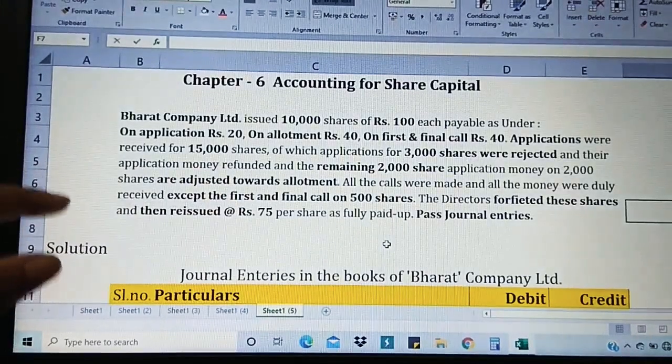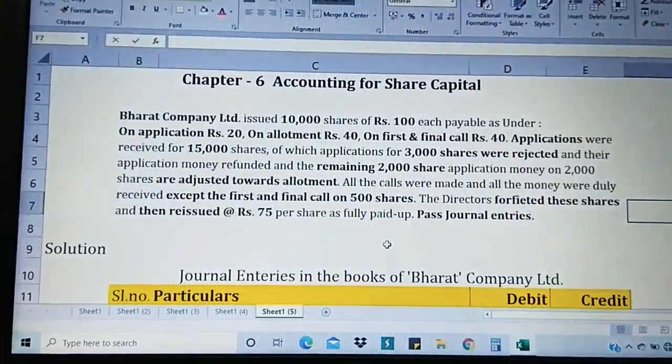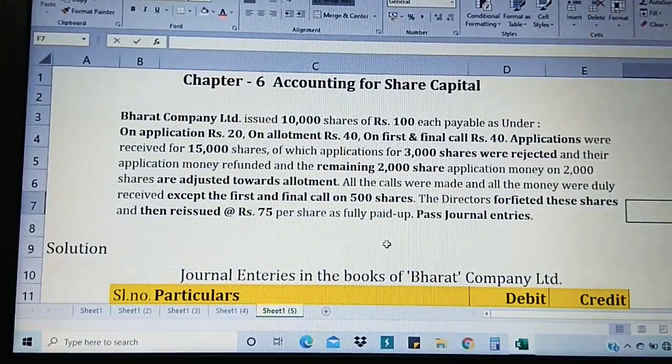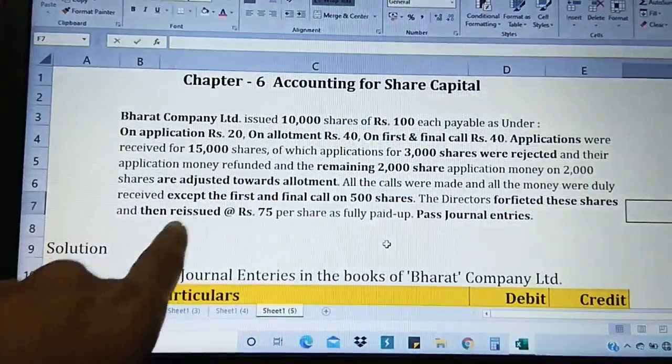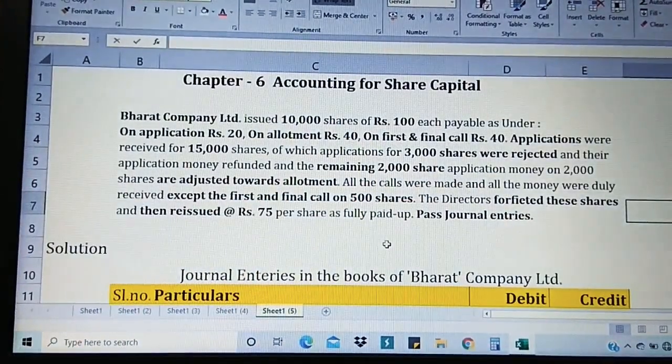It's very simple. All the calls were made and all the money was duly received except the first and final call on 500 shares. So on 500 shares there is calls in arrears. Because of this, the directors have cancelled these 500 shares and reissued them at 75 per share, fully paid up. So we have to pass the journal entries. Let us see how we are going to pass the entries now.